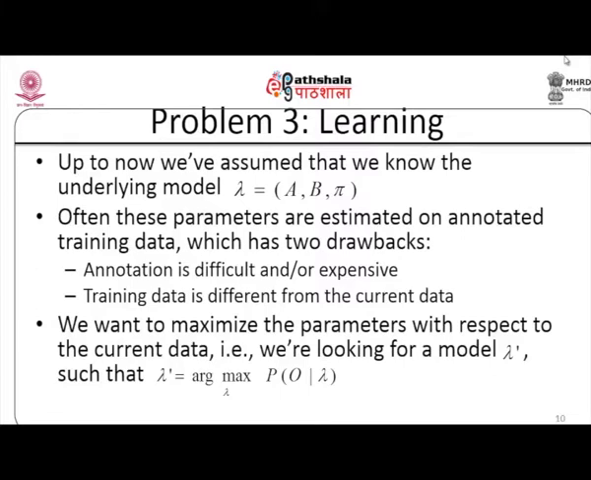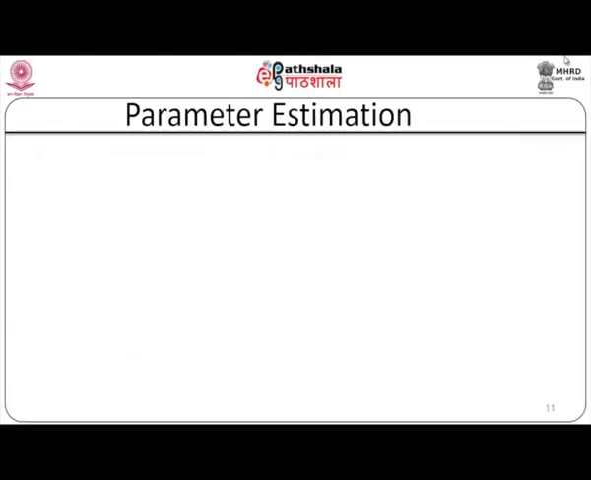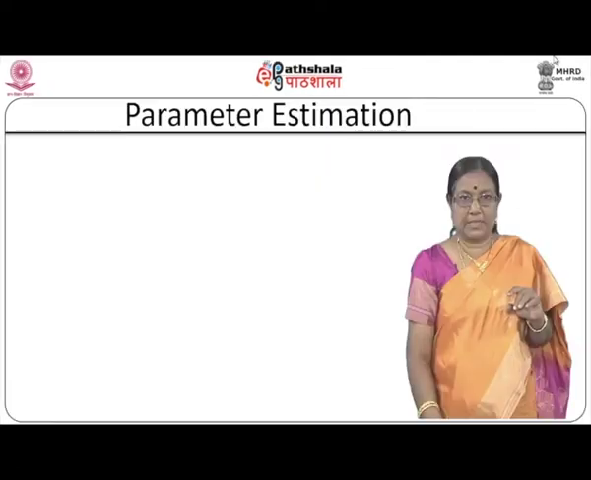You keep changing the model such that the probability of the observation given the model becomes the largest. This is the argmax problem, which we also saw in Viterbi. In Viterbi, we tried to find the best state sequence Q, given the observation. Here, we are trying to find a model, the other way around. Given the model, we have the observation, and we are trying to find the best model, the one with maximum probability. So, we are going to the parameter estimation problem.